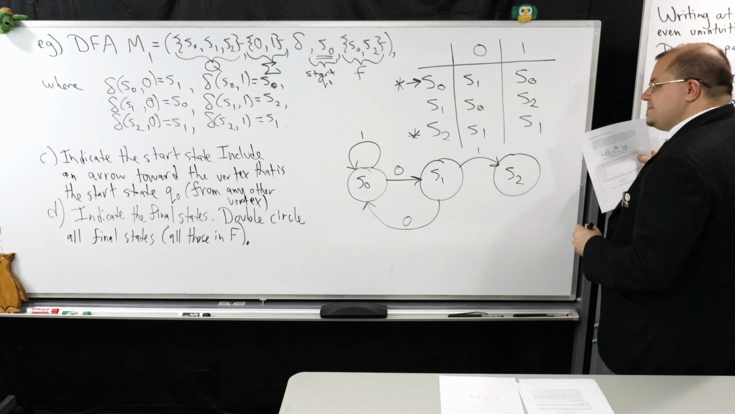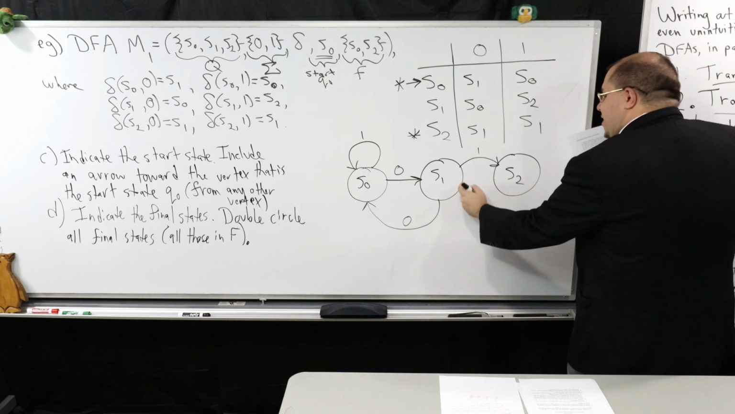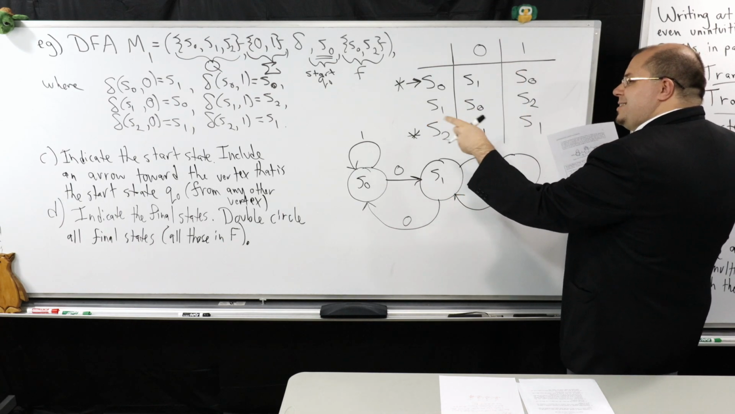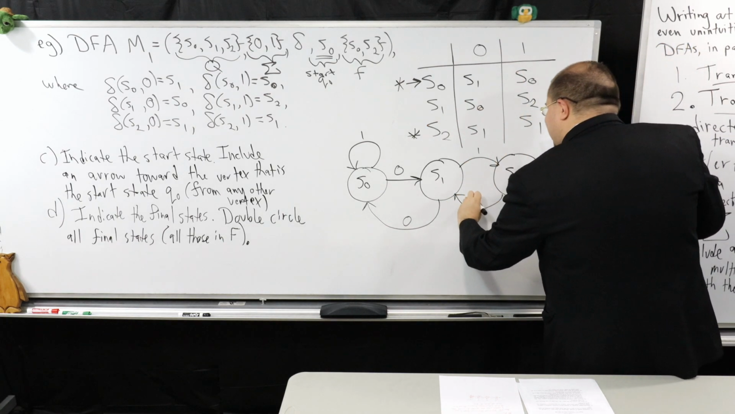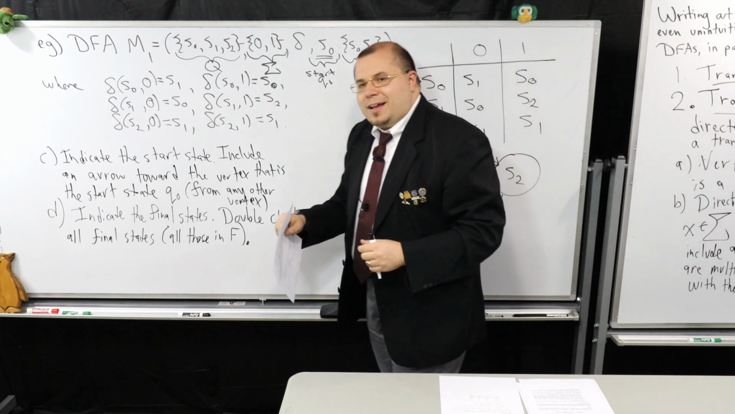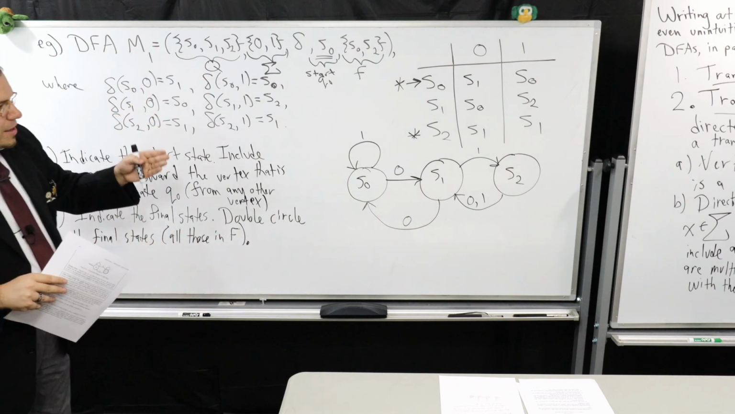Any ideas? So I got to go to S1. And the great thing that you'll notice is that both of them transition regardless of 0 or 1. So I'm just going to list that as 0, 1 like this. Like I said, yeah, perfect. So now that's part B.